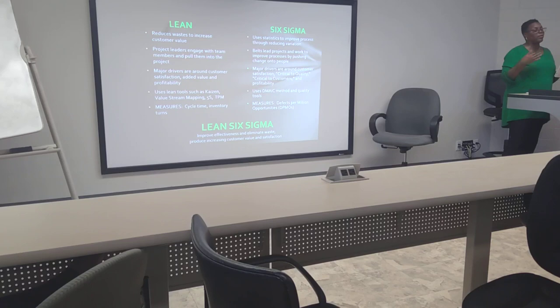So Lean Six Sigma together focuses on improving effectiveness and eliminating waste, to produce increasing customer value and satisfaction. So we focus on eliminating waste and improving customer satisfaction. Those are the main things for Lean Six Sigma, or Six Sigma separately. Now you will hear Lean Six Sigma terminology together. Are there any questions about that?